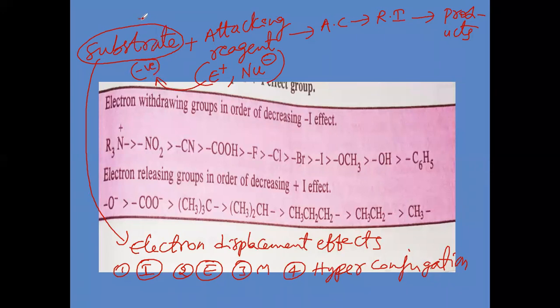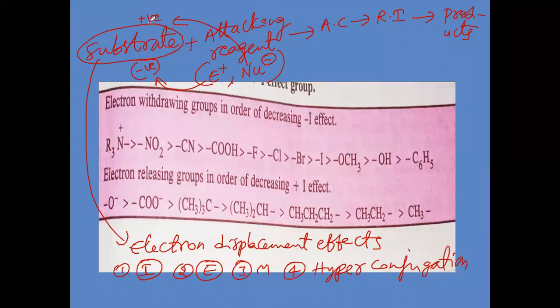Suppose the substrate molecule has a positive charge at one point, due to these electronic displacement effects. Suppose a positive charge is developed at one point in the substrate molecule. This positive charge will be attacked by which one? Nucleophile. The nucleophile will be attacking the substrate molecule. Is that clear? Okay. So it's about the electron displacement reaction.